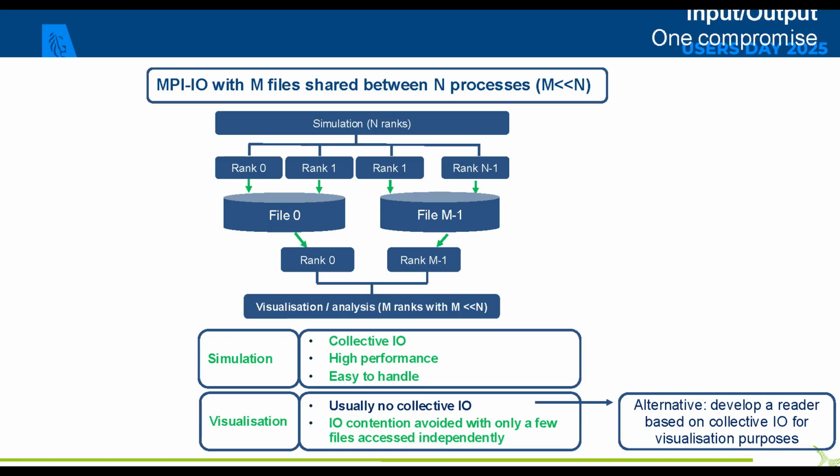So a good intermediate solution, or a good compromise, for this kind of application, a CFD application, is to use M files shared between N processes. So you end up with M large files, which is still manageable, and each of these files will then be read by your visualization tool like ParaView in an independent way, but still with a low number of ranks that's manageable.